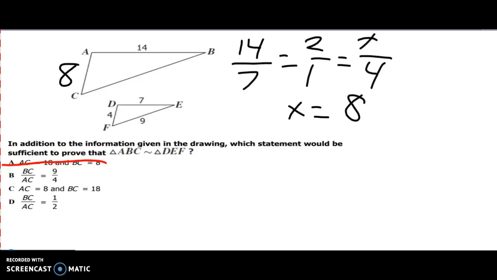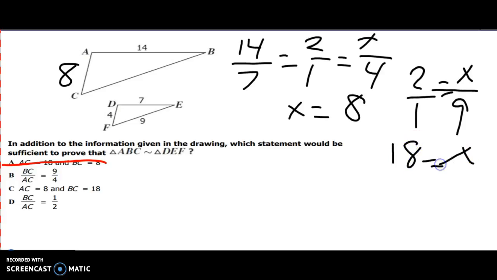And let's go ahead and finish solving, and let's figure out what BC equals. So we're going to do 2 over 1 is equal to x over, and BC corresponds to EF, 9. So I've got 18 is equal to x. So BC should be 18. AC should equal 8. BC should equal 18. That looks like that should be my answer right there.